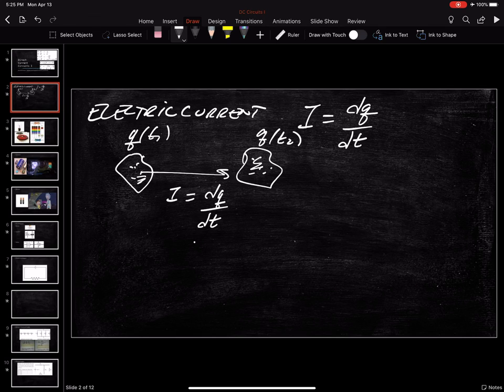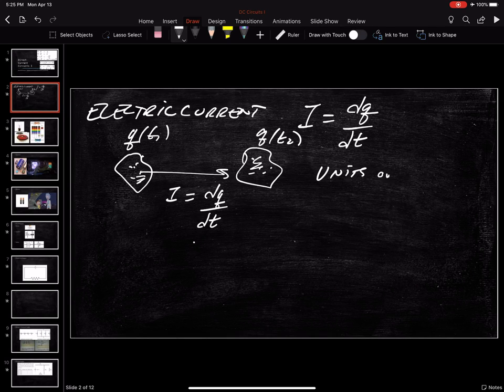Okay, and the units of current are just coulombs per second, and so that's called an amp. Okay? And so you measure so many amps for the electrical current. Okay, so a very, very simple sort of thing.